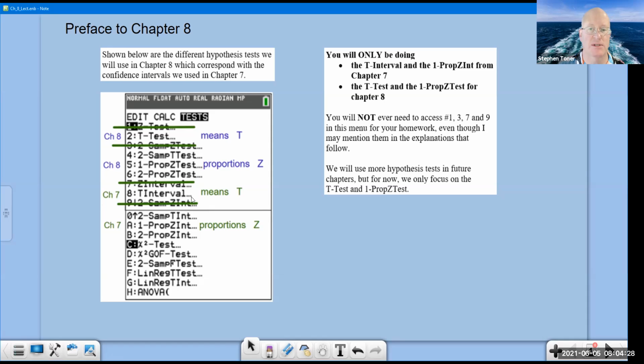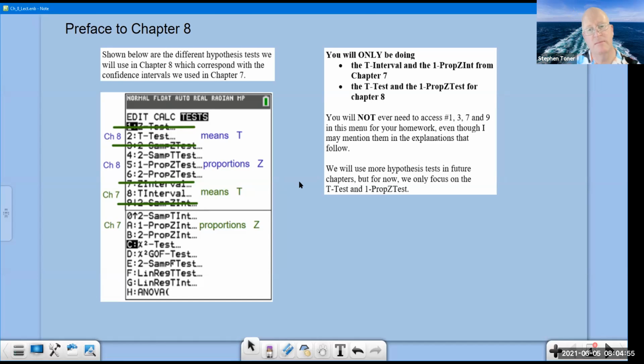Back in chapter 7, we dealt with the t interval and the 1 proportion z interval in item numbers 8 and A in your calculator menu. For this chapter, we will be focusing on the corresponding hypothesis tests, the t-test and the 1 proportion z-test found in items 2 and 5 on your calculator's test menu.